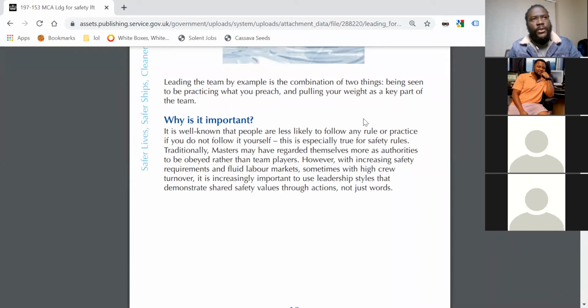So what we do on board as officers speaks so loud that the crew, the people around us, cannot even hear what we're saying. It's what we do that is most important, and that's what people see, and that's what they will take with them.